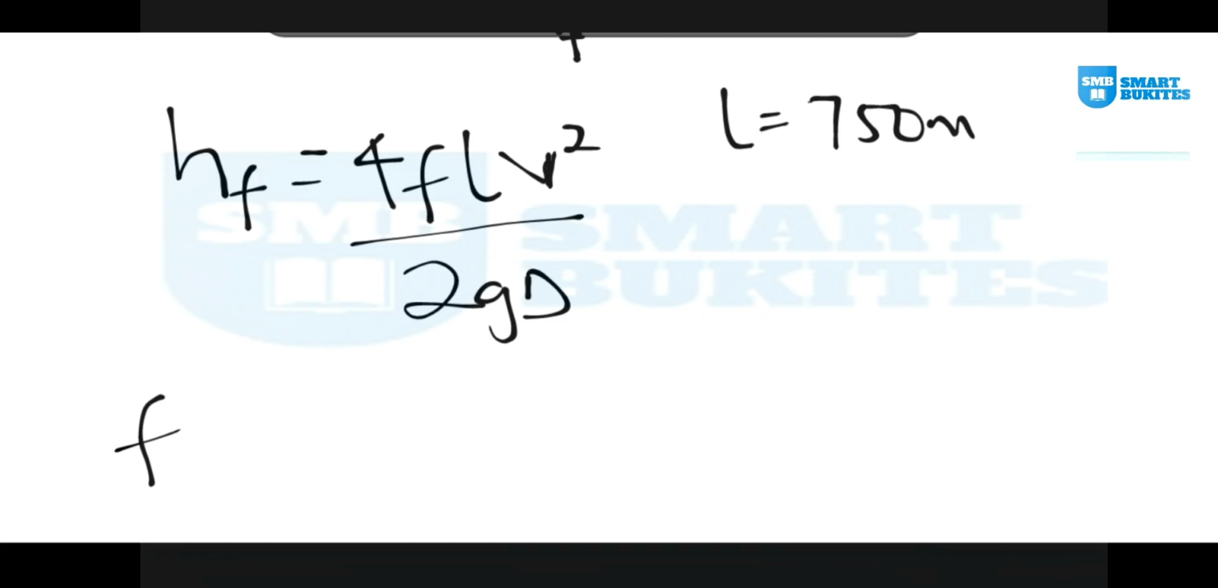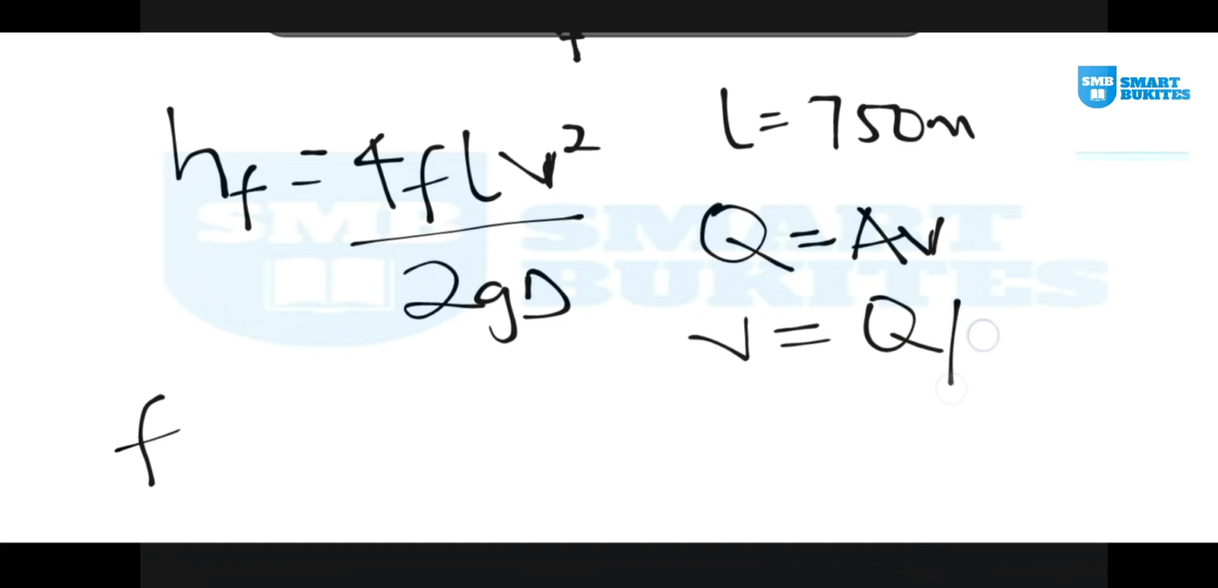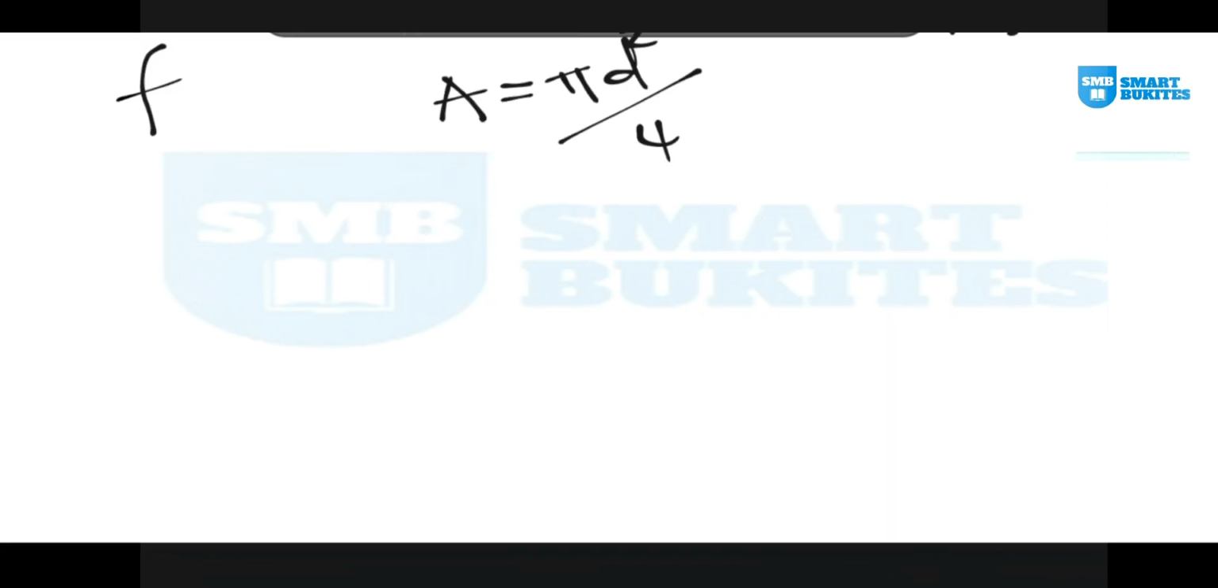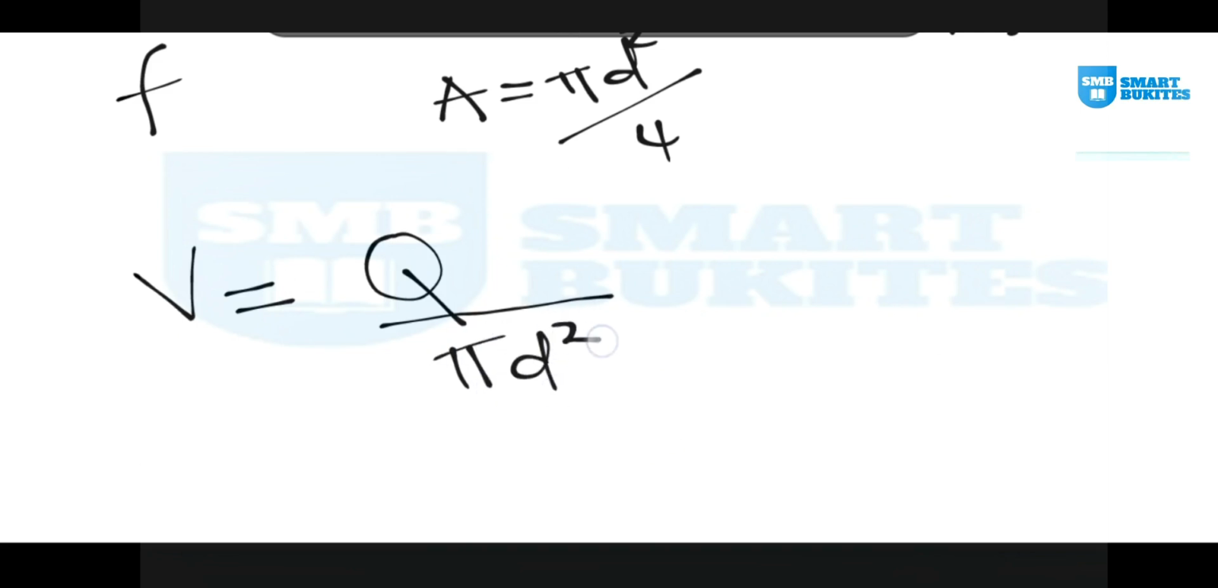Then V, we have to find V. We know that Q is equal to AV, so we can find V by saying V is equal to Q over A, because we have Q, that's the flow rate from the question, and for the area A, we can determine it from the diameter we are given. We know that area is equal to pi d squared over 4, so the velocity will now be V is equal to Q over pi d squared over 4. So the 4 can cross and becomes 4 times Q.